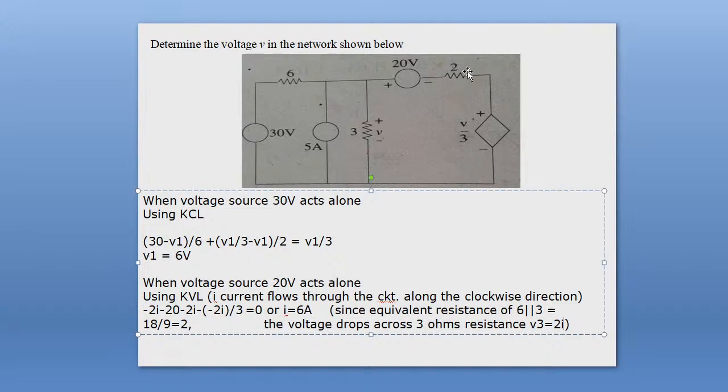Voltage drop across the 2 ohm resistance is 2i, with the 20 volt supply voltage. Voltage drop for this parallel combination of 3 ohm and 6 ohm resistance is 2i. Okay, and V equal to 2i. So therefore the voltage drop for this dependent source is 2i by 3. So therefore i equal to 6 ampere. So we can write V3 equal to how much? 6 into 2, 12.